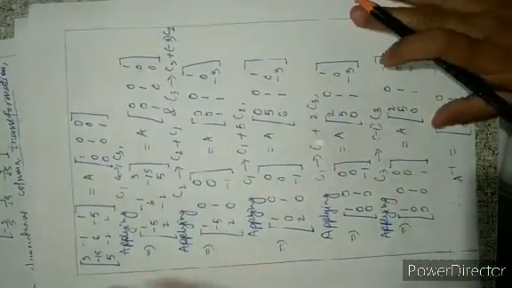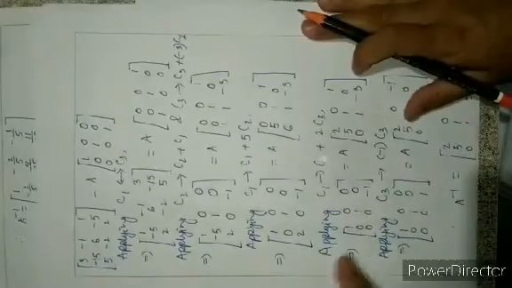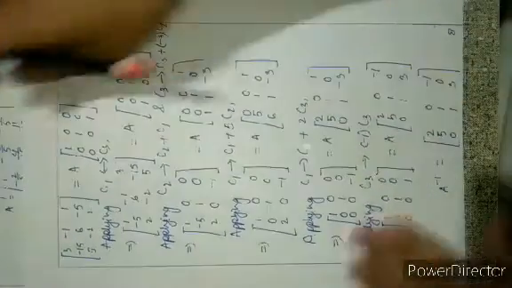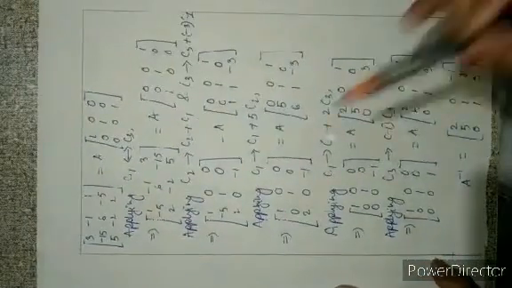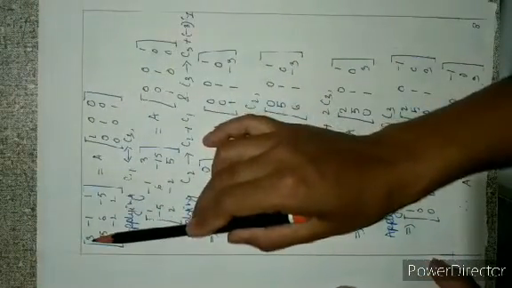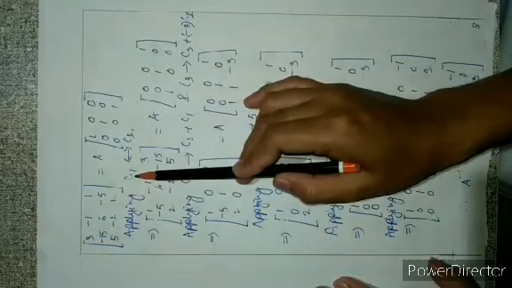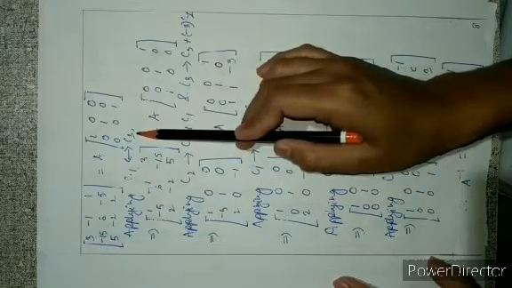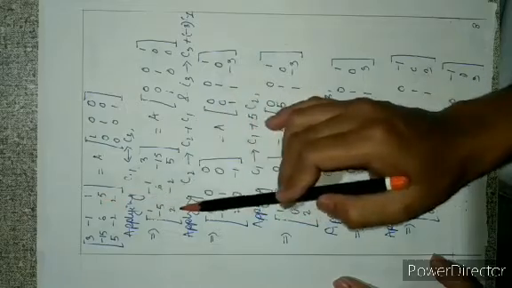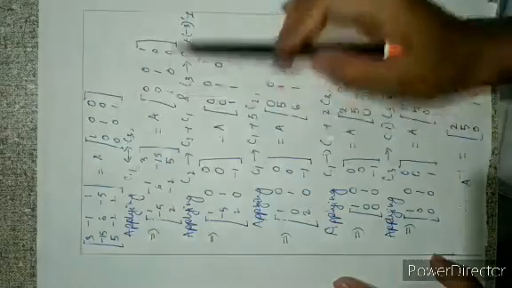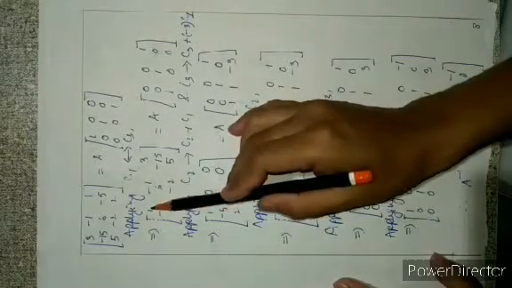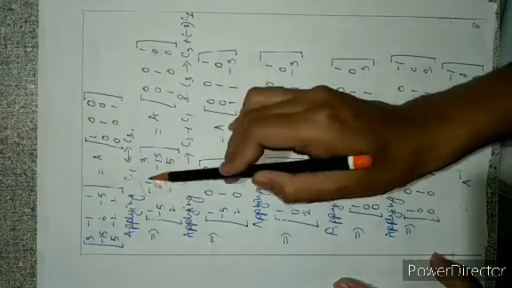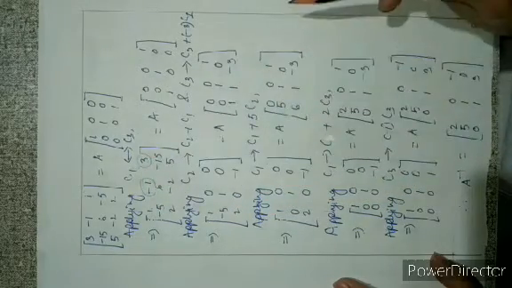We apply column transformations. Interchange column 1 with column 3: 1, minus 5, 2, 3, minus 15, 5. Interchange first column and second column, we get the diagonal element A11 is equal to 1. By using this element 1, make the corresponding elements minus 1 and 3 equal to 0.